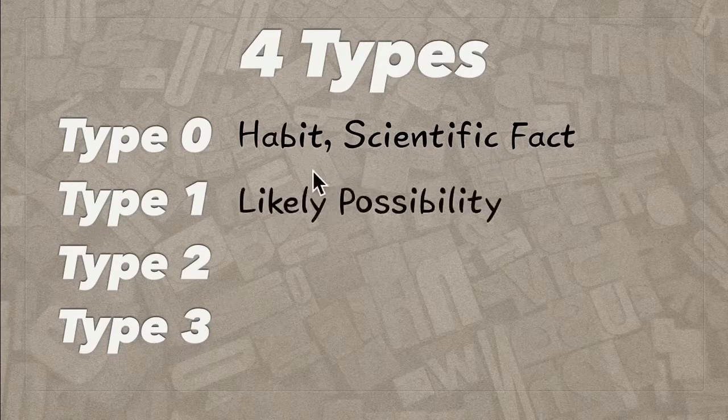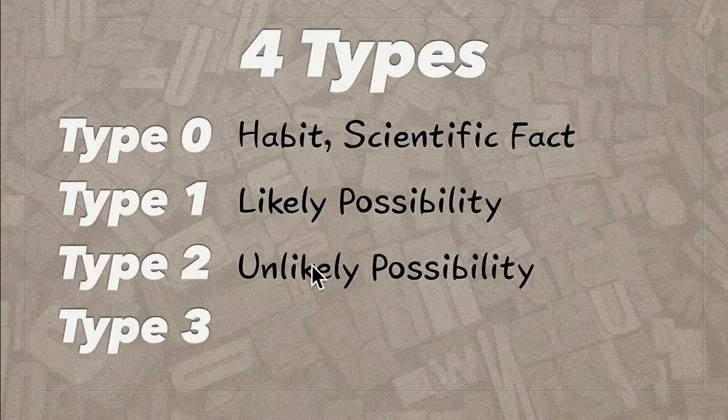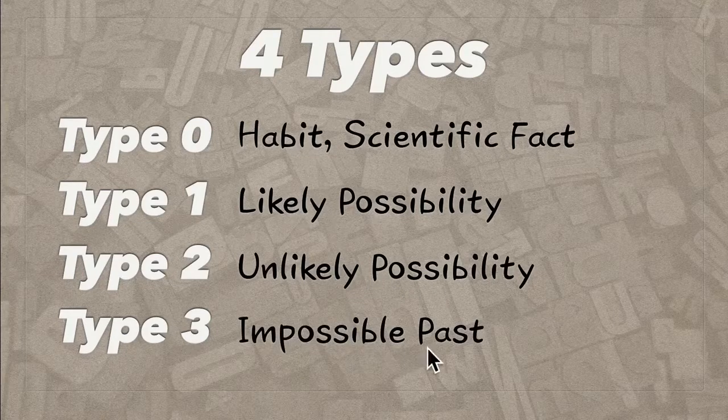Type 1 is a likely possibility. It's probable. It probably will happen. Type 2 is unlikely. It probably will not happen. And type 3 is not possible. It's an impossible past. And with all 4 of these, we can use if in the sentence.